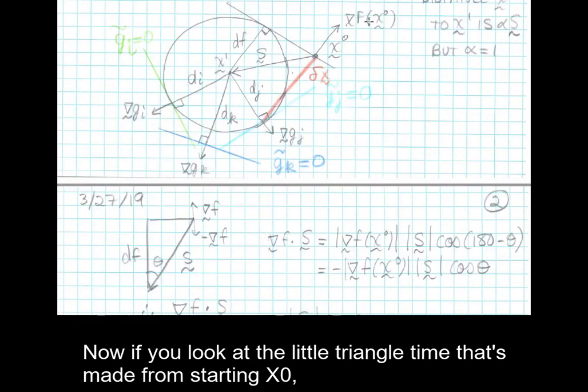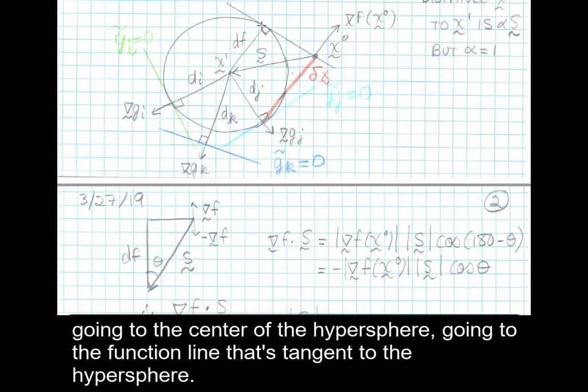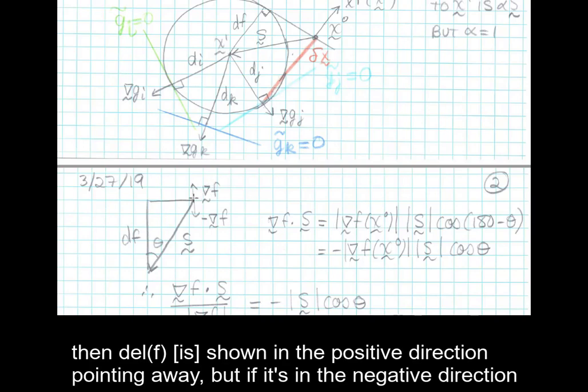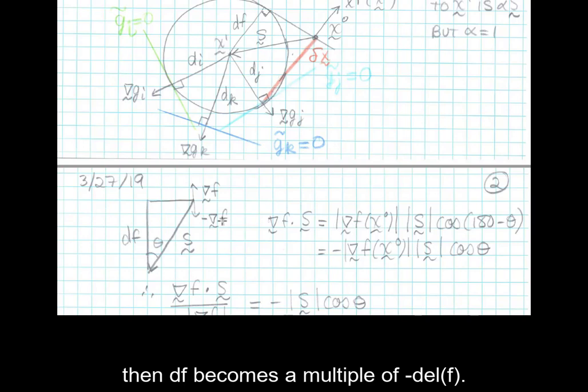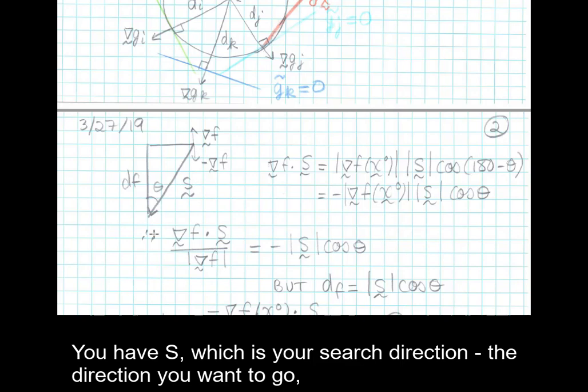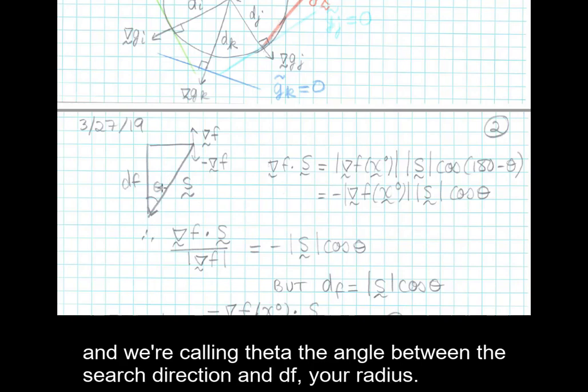Now, look at the little triangle that's made from starting at x0, going to the center of the hypersphere, and going to the function line that's tangent to the hypersphere. So df is basically your radius. Then del f is shown in the positive direction pointing away, but if it's in the negative direction, then df becomes a multiple of minus del f. You have s, which is your search direction, the direction you want to go. And we're calling theta the angle between the search direction and df, your radius.